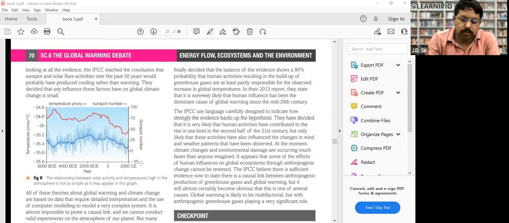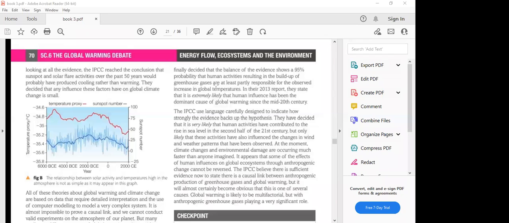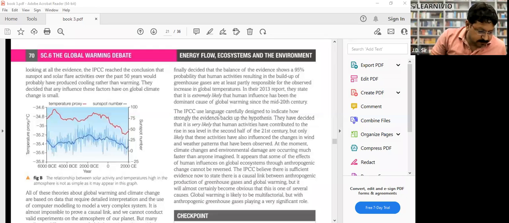Okay, so what is next? Finally, it was decided that the balance of the evidence shows a 95% probability that human activity is resulting in the build-up of greenhouse gases. So 95%, humans are responsible for greenhouse gases. What about the 5%? We have already discussed. We cannot stop the volcano, we cannot stop paddy cropping, marsh formation and all that, right? These are out of our hands. So 95% is human activity, and 5% is natural activities which are responsible for global warming, right?